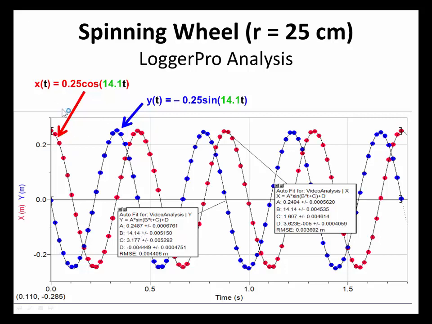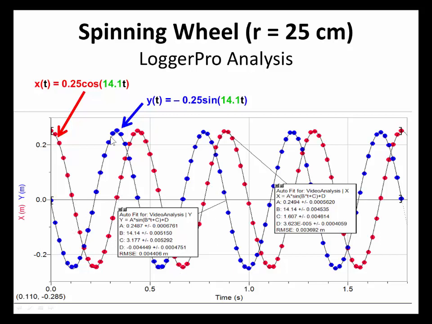And what I've done is come up with the position versus time in the x direction as 0.25 cosine of 14.1t. The 14.1 is coming right from my regression. And you can see I'm starting on the x-axis, which if we turn this sideways, look at the x-axis, starting at the right, and then moving forward, and then coming back down and coming around, coming back down and coming around.